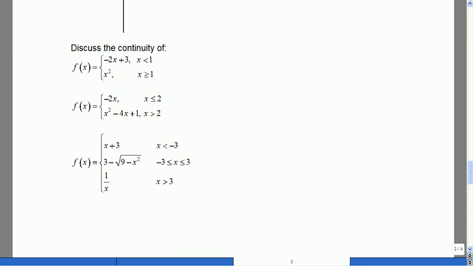So what you want to know is, you can guarantee that this piece is continuous and this piece is continuous because they're both polynomials. So all I'm worried about is, do they meet? Because here is the left side, I know it's continuous. The right side's also continuous.